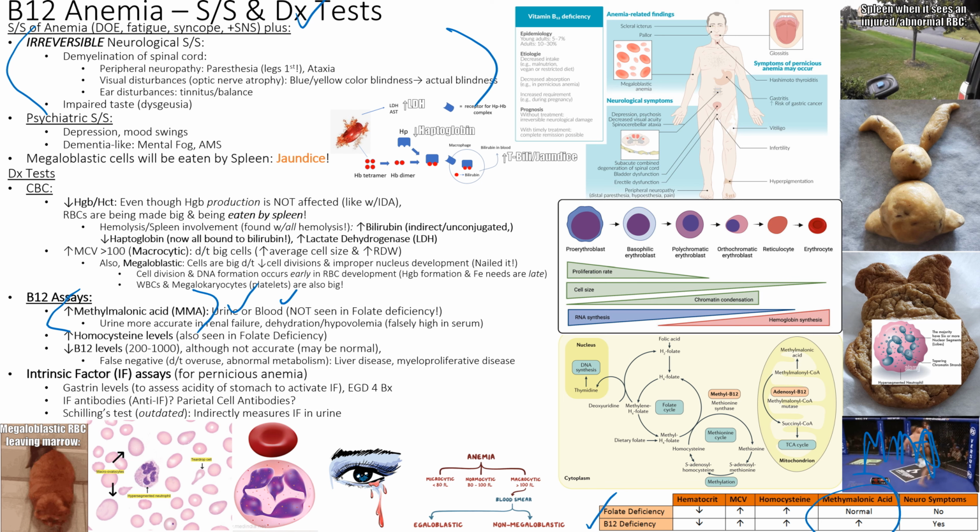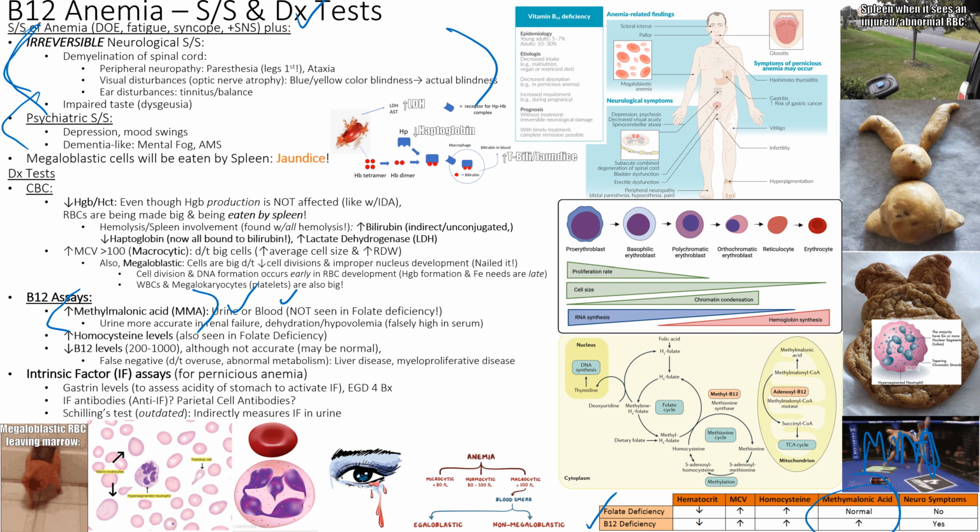And then psychiatric symptoms, because remember it's involved all the neurotransmitters. They're going to have depression, mood swings, dementia-like symptoms, mental fog, altered mental status. All these things happen with B12, right? A lot more than folate. Folate can have some neuro symptoms, but usually folate just has like the generic anemia symptoms.